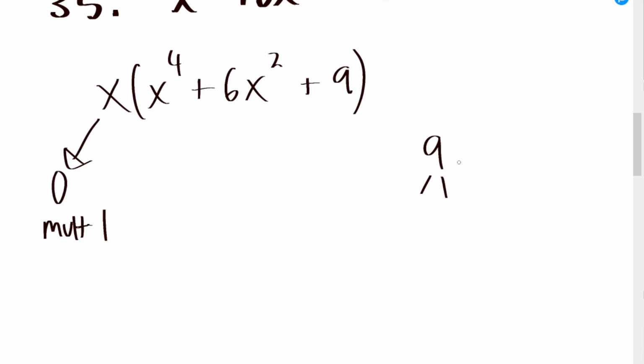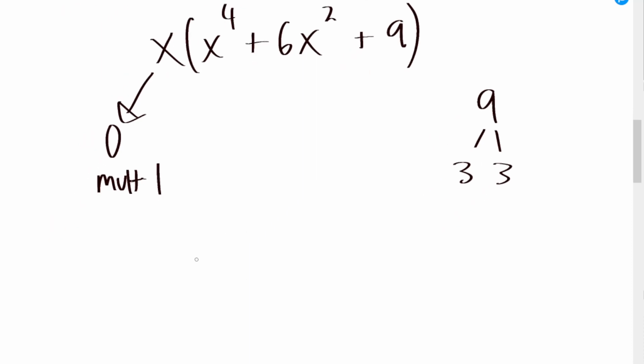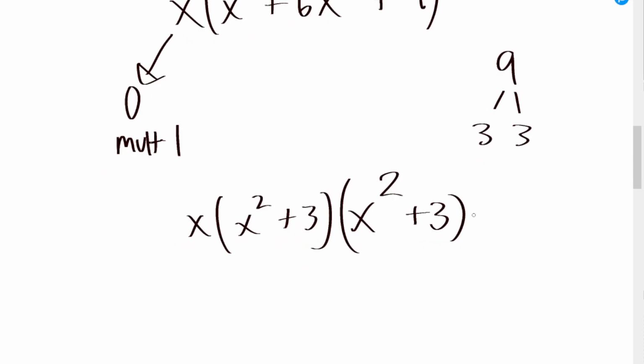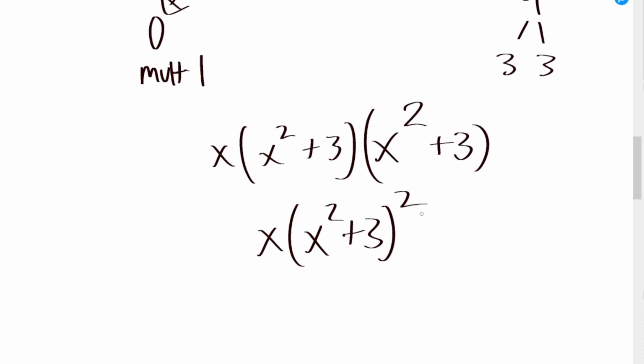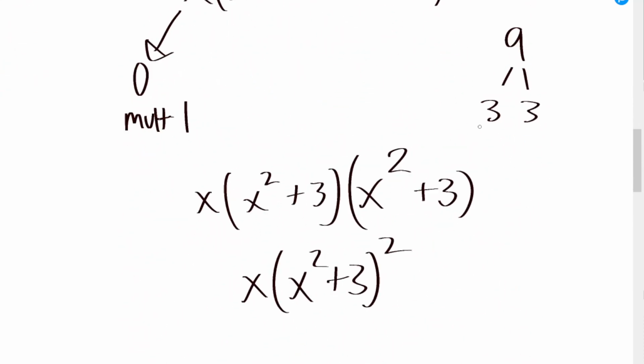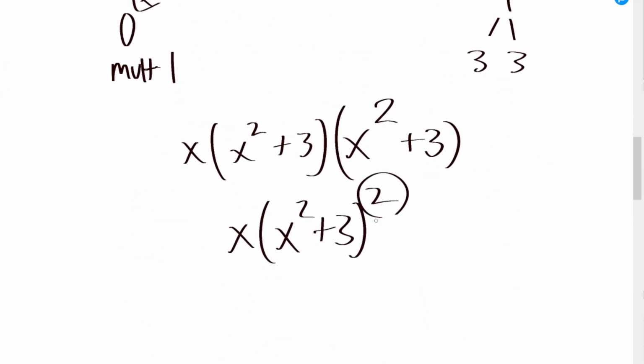But anyway, 9 split up to add up to positive 6 is probably 3 and 3. So we will have x times x squared plus 3, because we've got a squared term in the middle here, and x squared plus 3. So it's going to be x times x squared plus 3 squared. But it wants us to find all the zeros and their multiplicities. Now, since I have a squared here, I know that the multiplicity of each of my zeros in here is going to be 2.